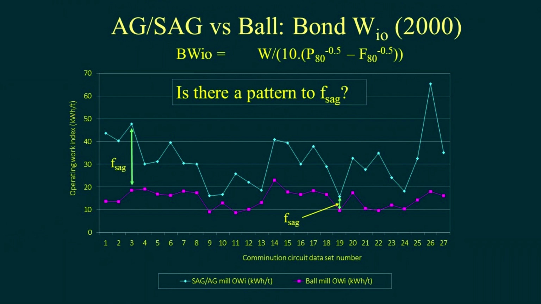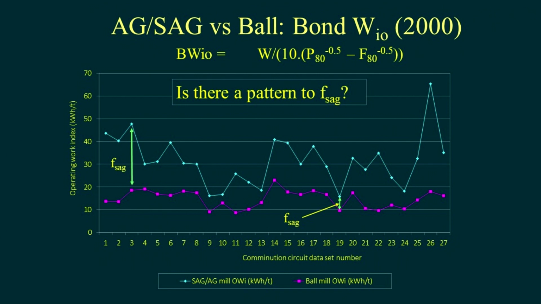It's not meant to indicate any trend. It's meant to make it easy for you to see that these are all the SAG mills joined up, because each one of these is a different mine, in a different part of the world. And here are all the ball mill operating work indices joined up. So they should be different from one another.